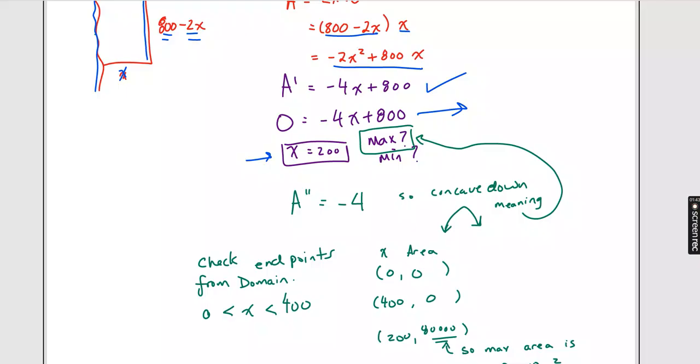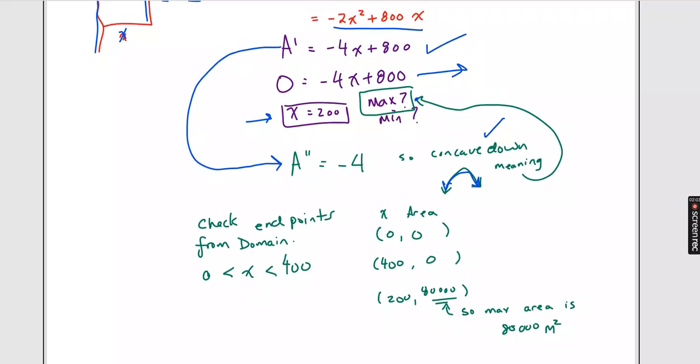So what we do then is take the derivative of the first derivative, and we get a second derivative equal to negative 4. That tells us it is concave down. If it's concave down, that tells us it's going to be a maximum. So now we check endpoints, and then we have our answer.